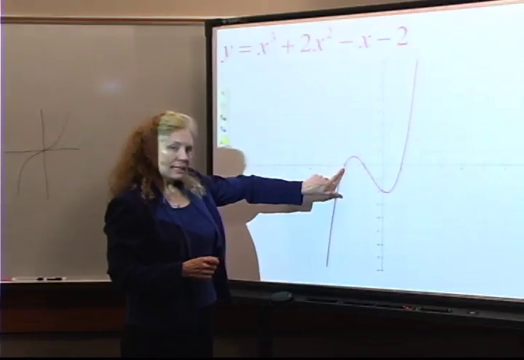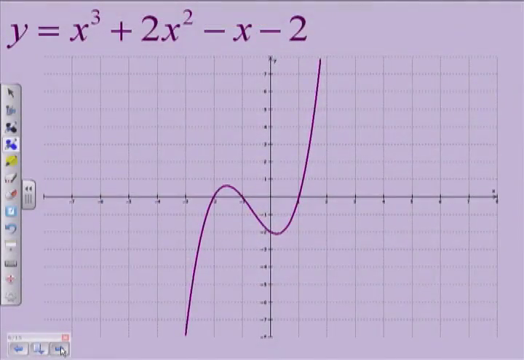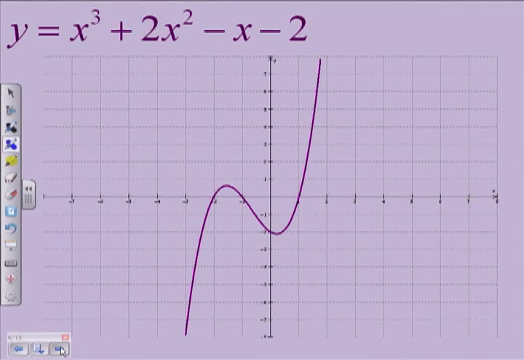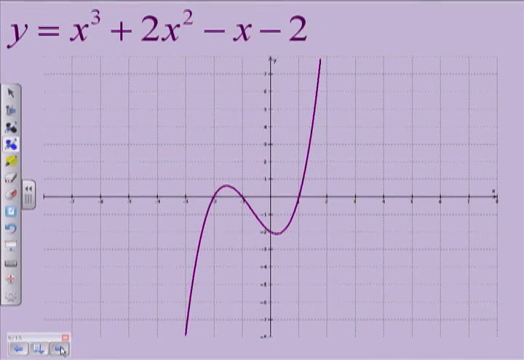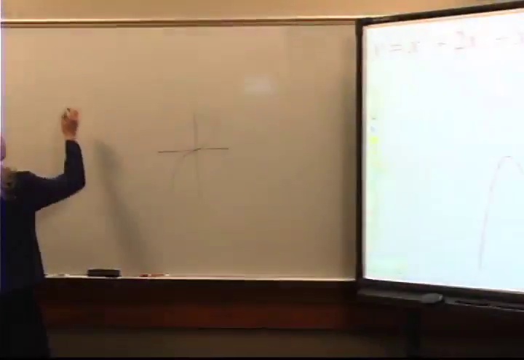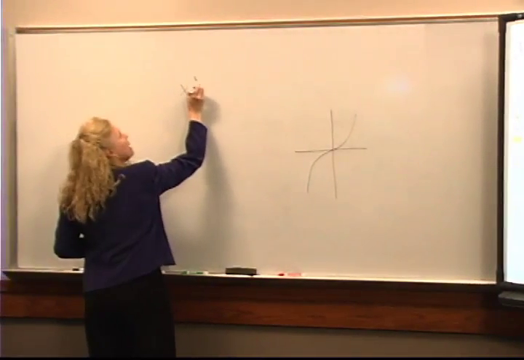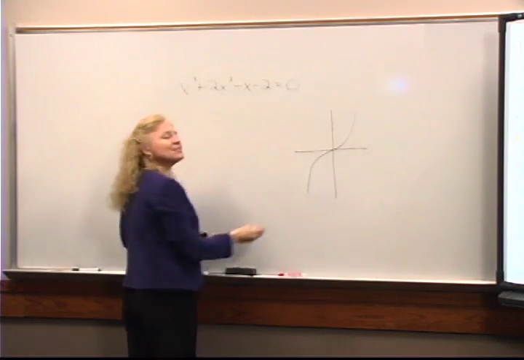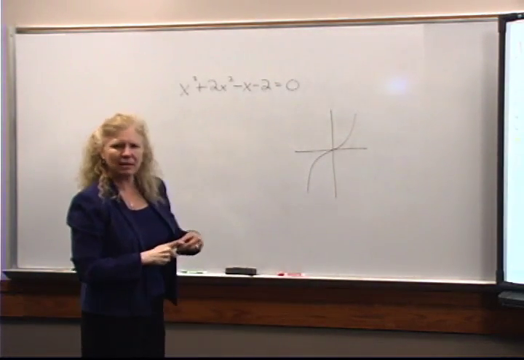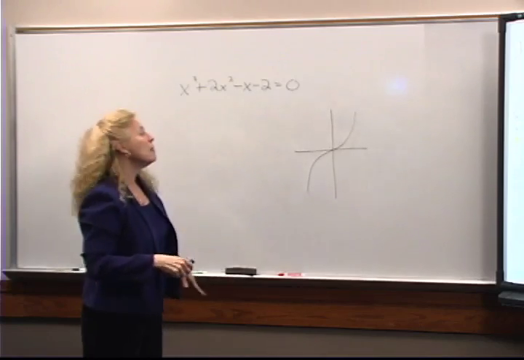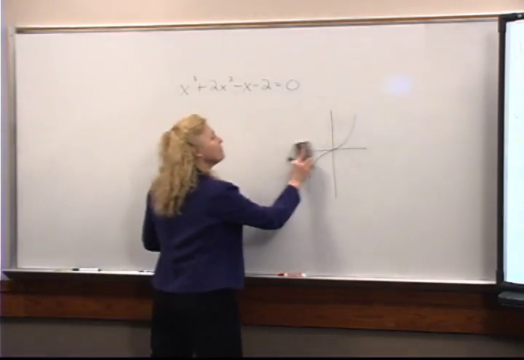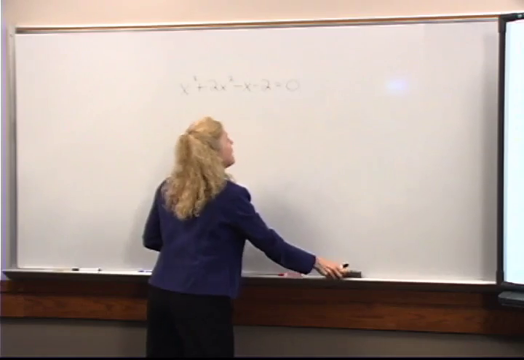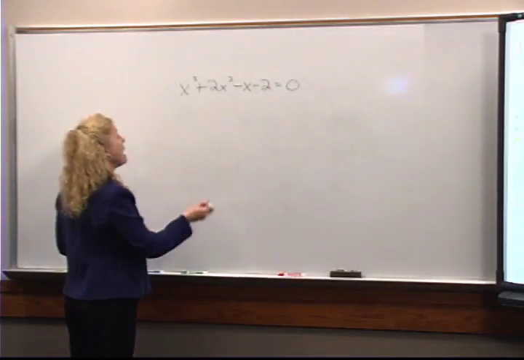See, it crosses the x-axis at -2. It crosses the x-axis at -1, so those are both roots, and it crosses at 1. And what I'd like to do is take that equation, x cubed plus 2x squared minus x minus 2, and let's find those x-intercepts. Now, I know, we know what they are, but how would we algebraically find those x-intercepts? You know, we've worked on these in the past.